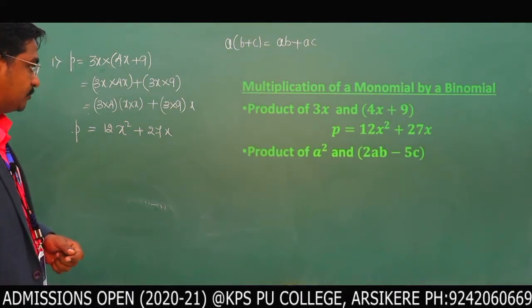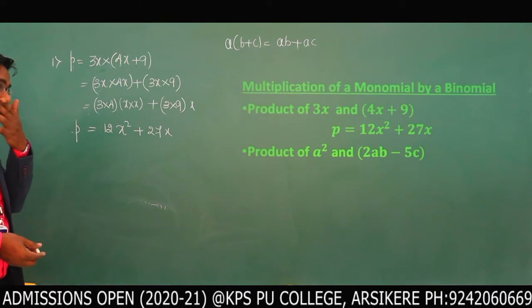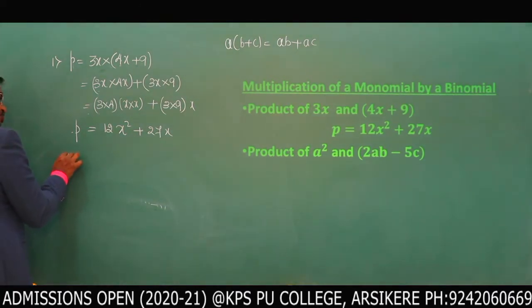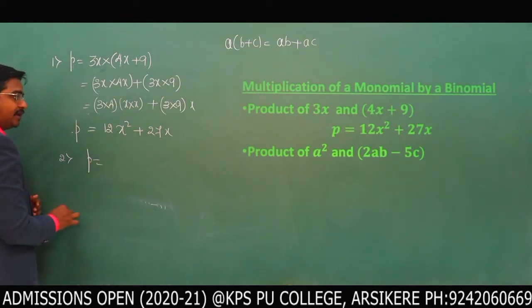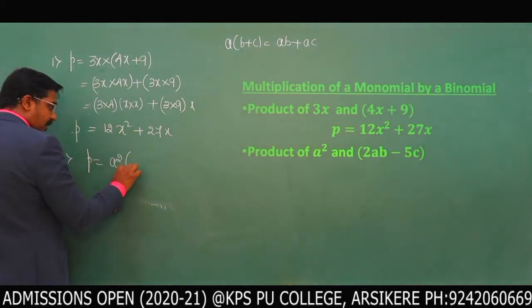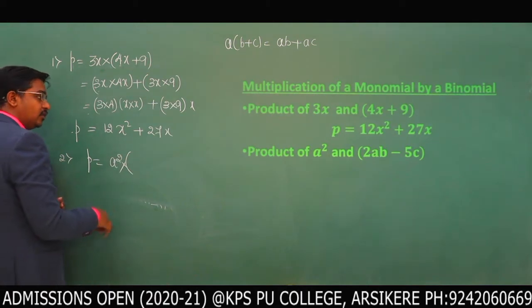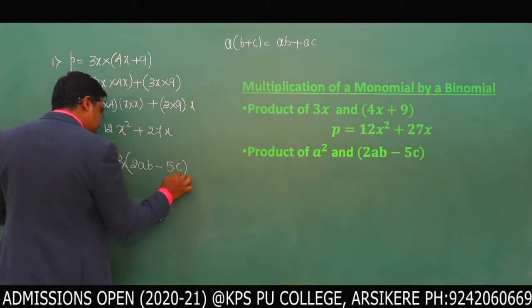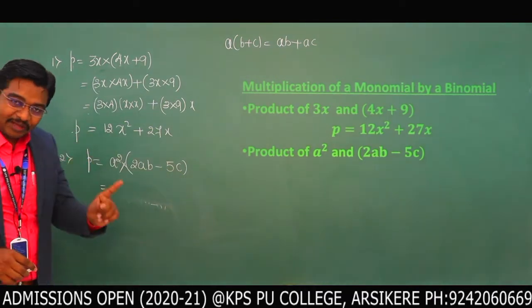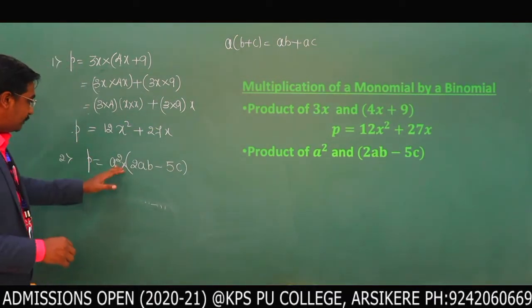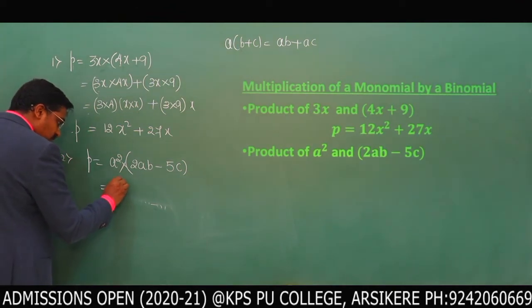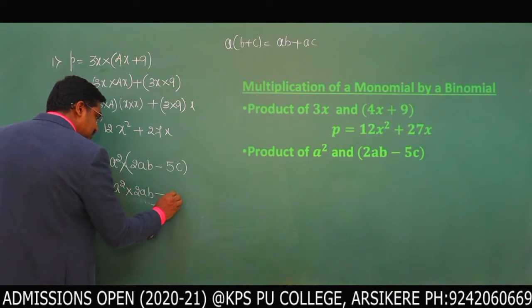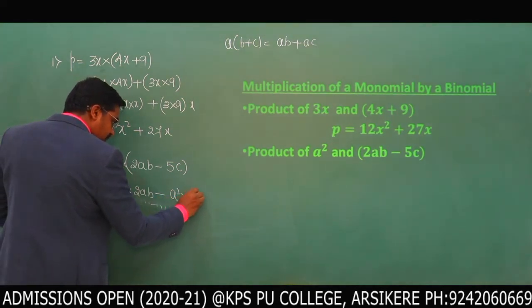Next question. Product of a square and 2ab minus 5c. Now we'll find it. Second question. I'll take this as P. P is equal to a square into 2ab minus 5 into c. Multiply the terms here. So first a square into 2ab, minus a square into 5c.